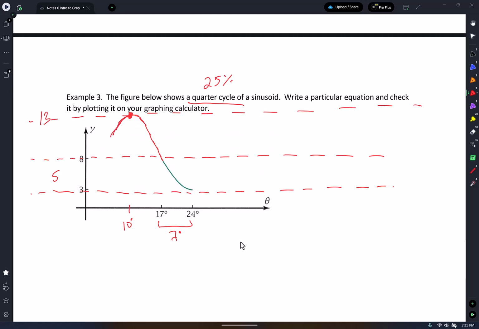I'm going to go another 7 from the 24. So what's 24 plus 7? So at 31, I'm going to go back to the middle. Bam. I'm going to go another 7 from the 31. What's that? 38. And I think that should be enough for a complete cycle. Yeah, that's enough for a complete cycle.